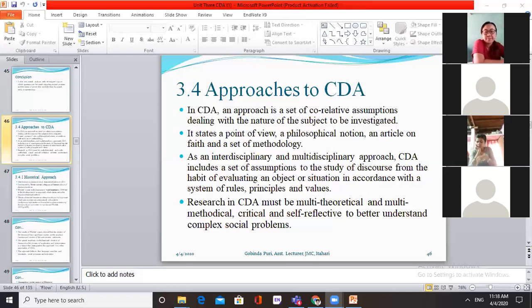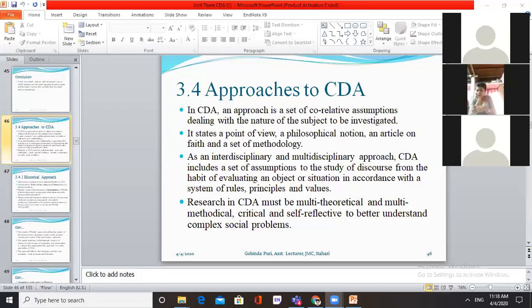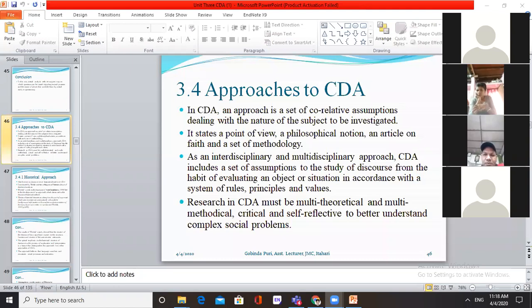You have tried to analyze the text that I provided you. While analyzing a particular discourse or text, you have to read first. Let me repeat: read first, and read again, read and reread. And you underline the particular vocabularies, terminologies, phrases, or sentences which can provide a clue for applying any critical discourse analysis approach.